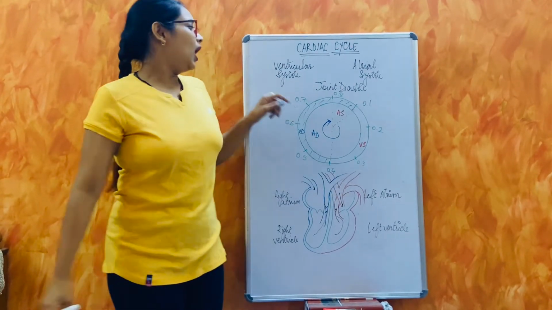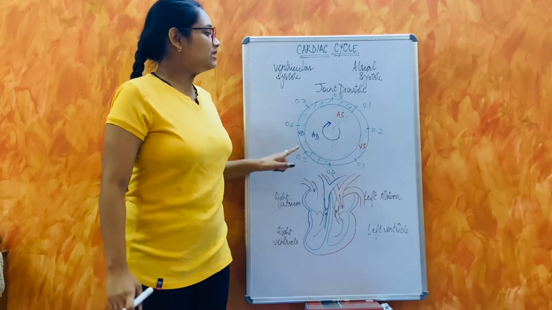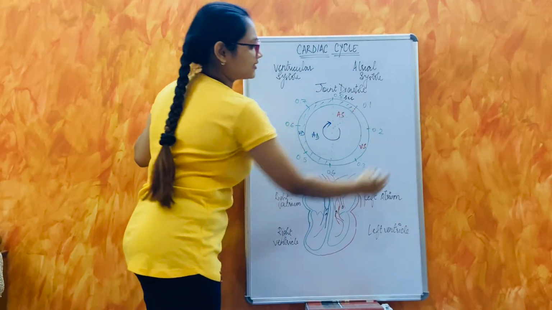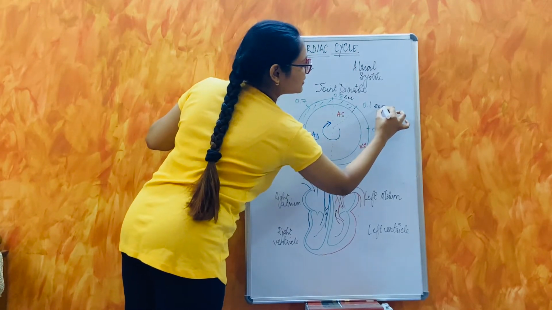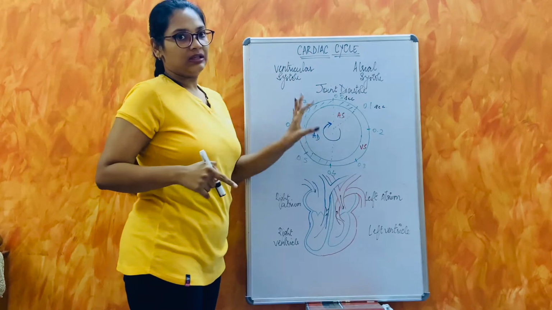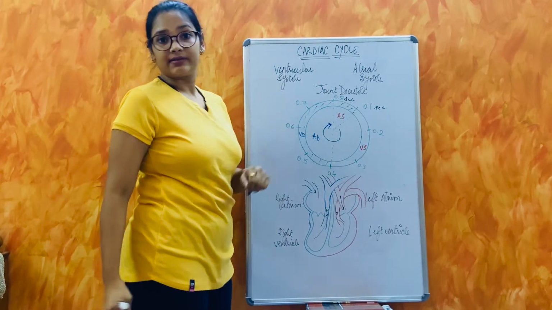A cardiac cycle, as I have depicted in the circle, is 0.8 seconds. This is the time, and it is all in seconds. Since it's a circle, it doesn't matter where you start from. I am going to start from atrial systole.